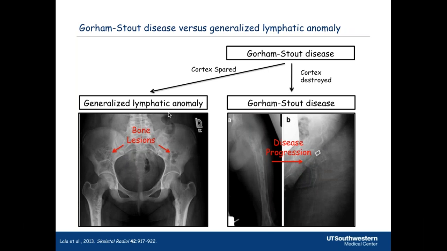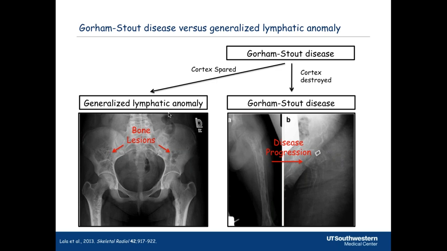I'm now going to spend the remainder of my time talking about a new unpublished story, which is focused on a related lymphatic anomaly called generalized lymphatic anomaly. Several years ago, Boston Children's Hospital was analyzing their Gorham-Stout disease patient population, and they noticed that this population was comprised of two groups. There were some patients whose cortical bone was destroyed, and there were other patients whose cortical bone was spared.